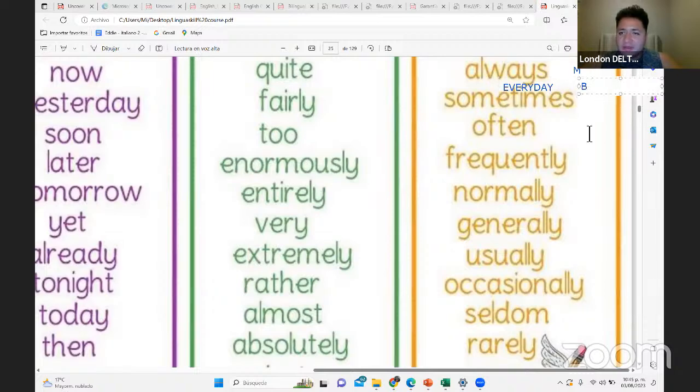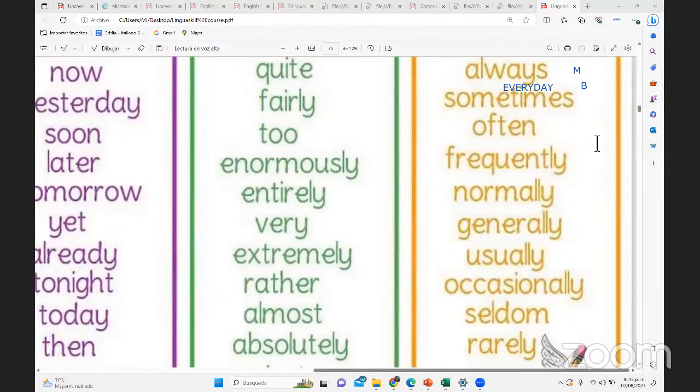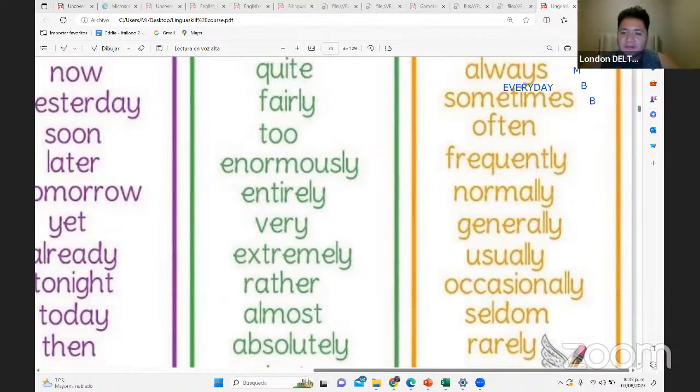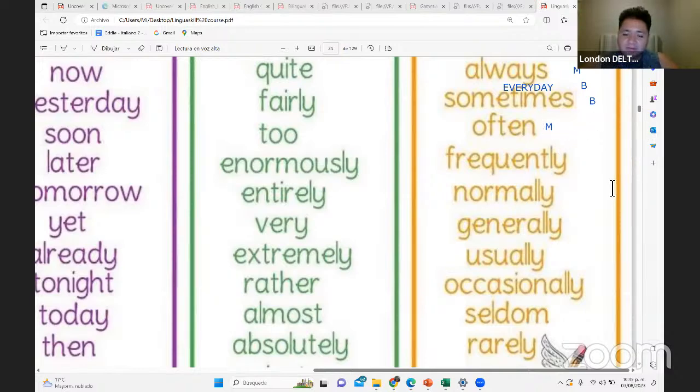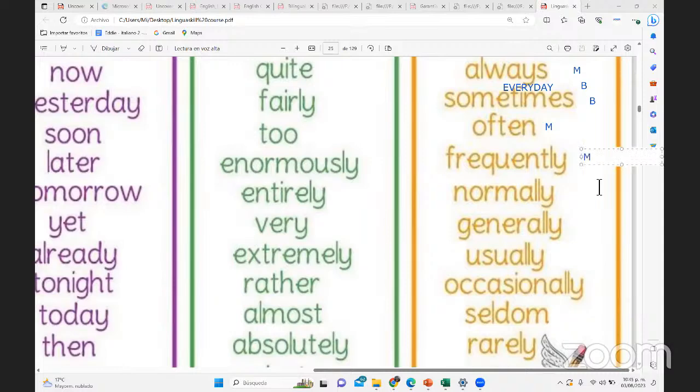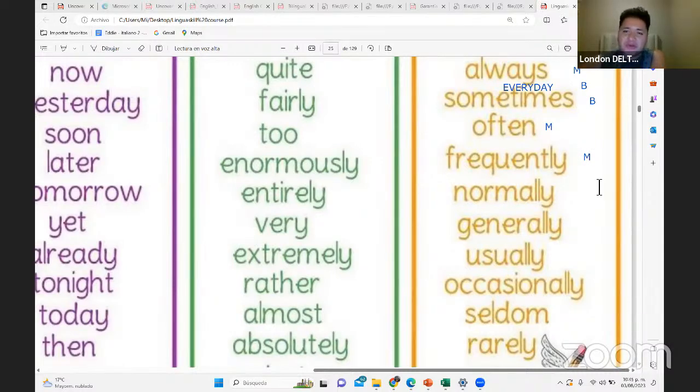B. Sometimes, este ya lo vimos. ¿Va en medio, al inicio o es flexible? Al inicio. Very well. Beginning. Often. Ese también ya lo vimos. Often, en medio. Middle. Very well. Frequently. Al inicio. Middle. Yes. Often es un sinónimo de frequently.